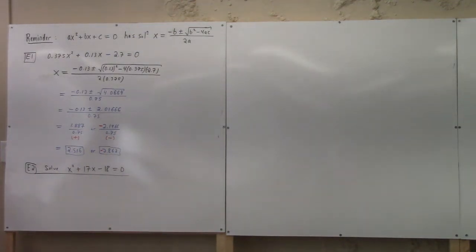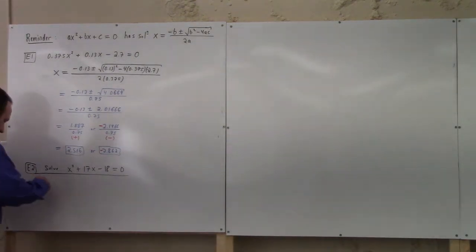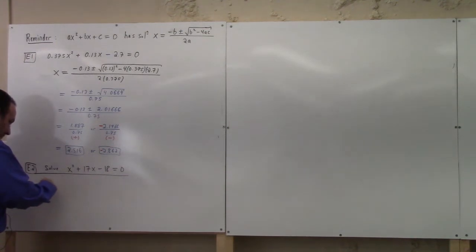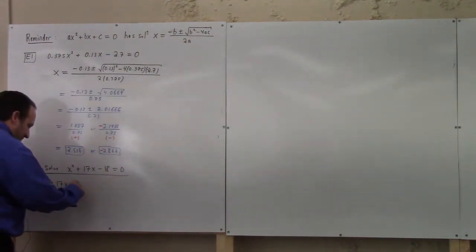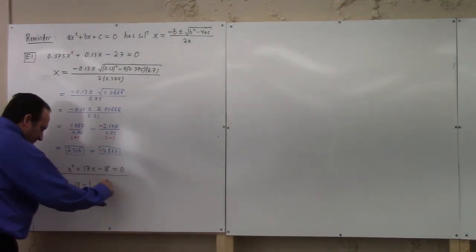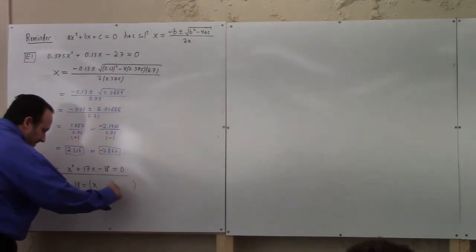I would recommend not using the quadratic formula for this one. What you should do is something like this: x squared plus 17x. And I really don't want to complete the square here either because it's ugly. But I think we can factor this one. What do you guys got? I'll put the x's in for you.